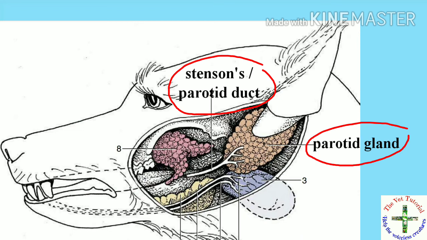The Stensen's, or we can say the parotid duct, leaves the gland at its medial aspect of the ventral part and goes forward on the medial side of the ventral border of mandible between masseter muscle in front and behind external maxillary vein.